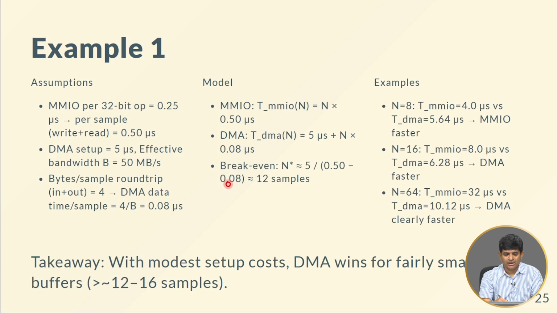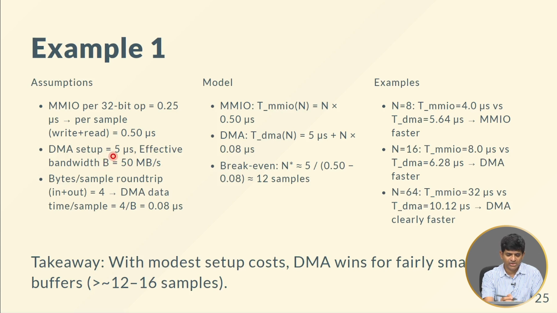Now for the DMA, the first thing is something called setup. What is the setup? It basically means making sure that the buffers have been allocated properly. Every time I want to do a DMA, I need to allocate the buffers with the correct pointers and the physical addresses. So it takes time to do that. I then need to write appropriate values into all the registers so that they are set up properly. And then I'm going to assume that I have an effective bandwidth, capital B, of 50 megabytes per second.